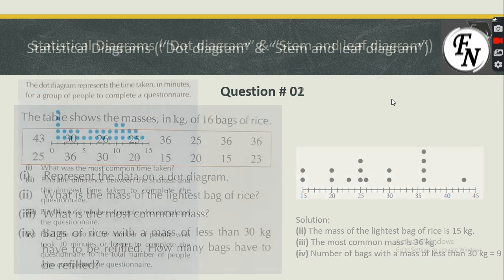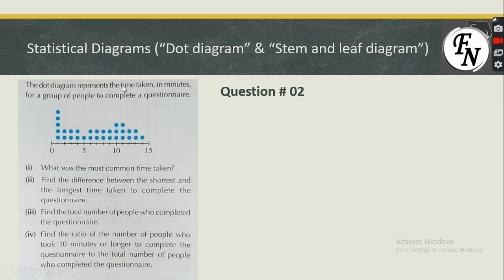So let's look at another question, where the dot diagram is represented here. In this question, the dot diagram represents the time taken in minutes for a group of people to complete a questionnaire. So we have data for the number of people attempting a questionnaire, and they have attempted it in about 14 minutes at the latest and 1 minute at the earliest.